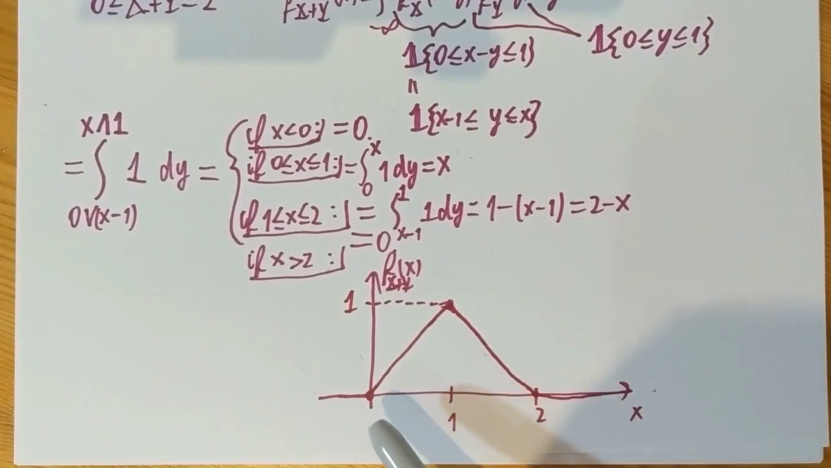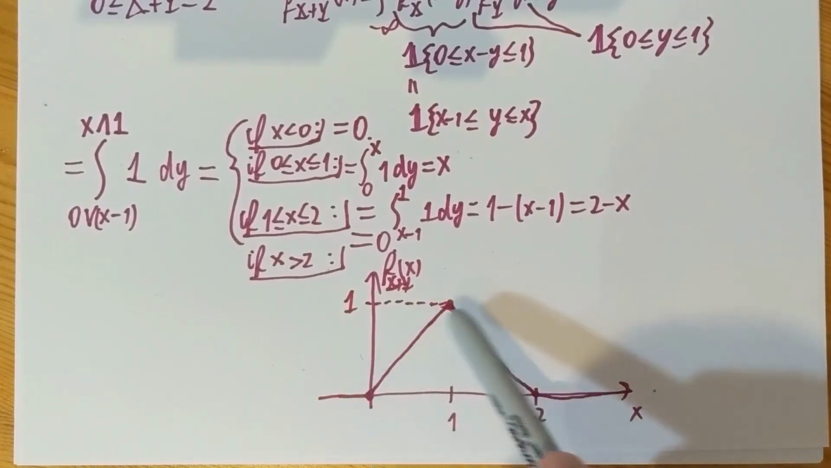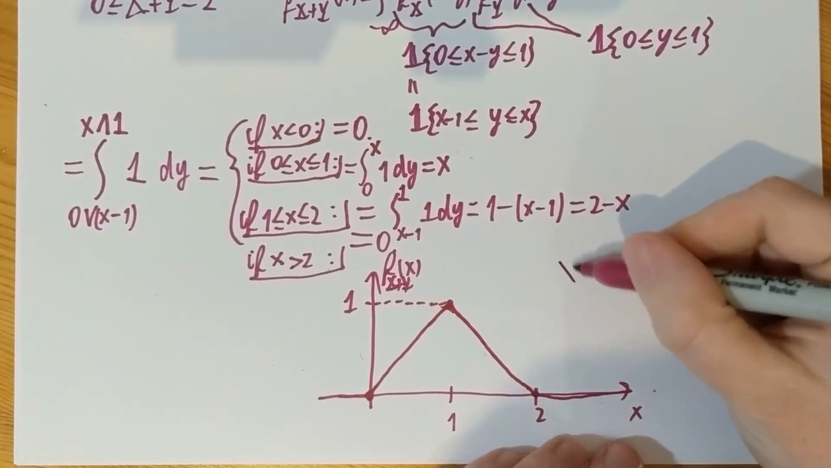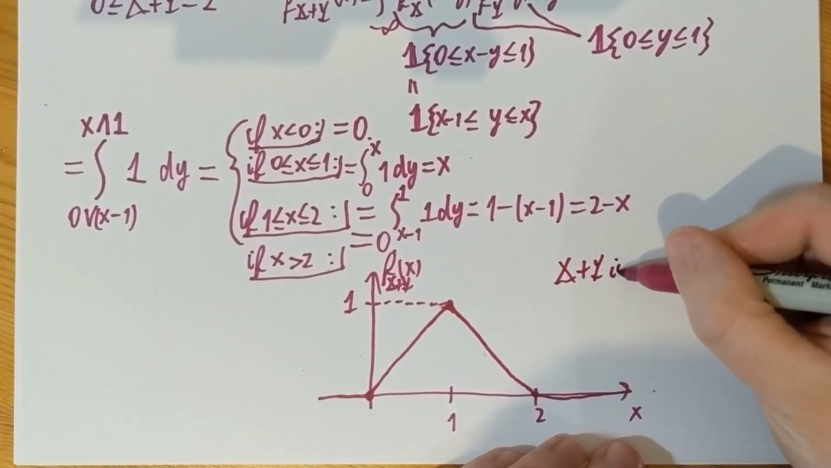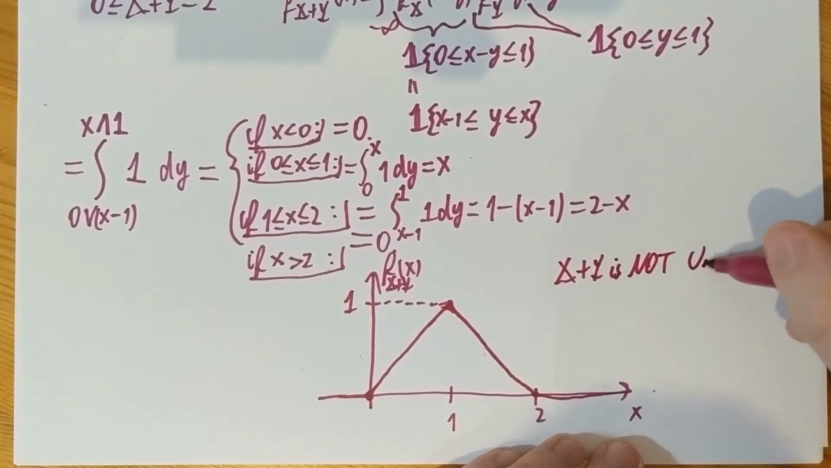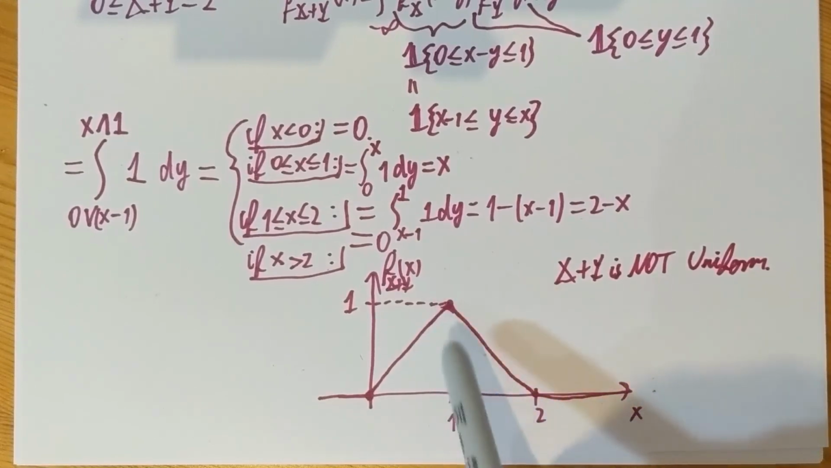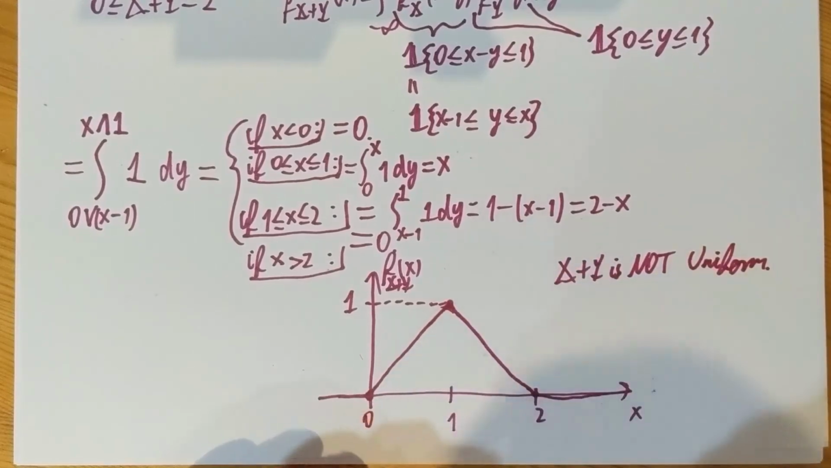It's easy to see that it's actually a density. The area under this curve is a triangle of base 2 and height 1, which is area 1, so this is a density. It is not uniform. x plus y is not uniform because this density is not a constant. Uniform has a constant density on the interval. This is not constant. It's more likely to see x around 1 than close to 0 or close to 2. So this is not uniform.